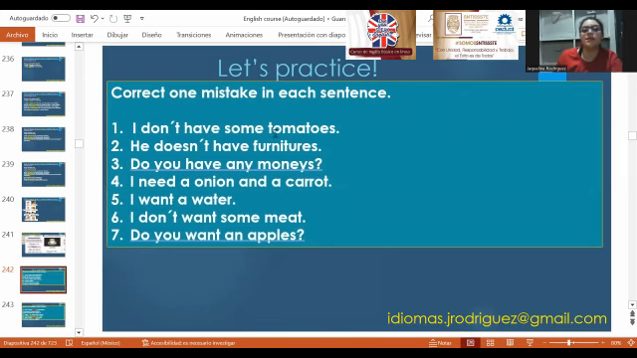Pay attention to the noun. Pongan atención al sustantivo. Si tenemos un sustantivo countable o uncountable. Y si la forma en la que está planteado es correcta o no. ¿Va? So, you're having 10 minutes, and if you want to send me your answers, it's perfect. Okay? Please, guys, 10 minutes, and we check.